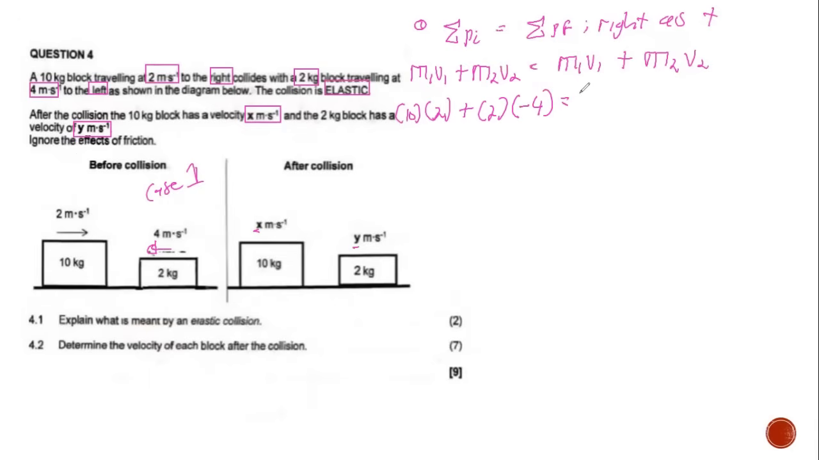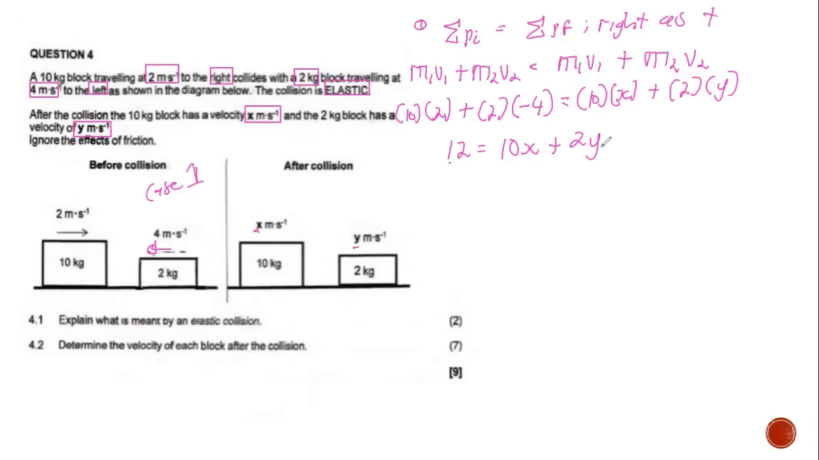Is equal to 10, but then the velocity is x, and note that we are not given the direction, so it's just x. Then plus mass 2 is 2, and again, we are not given the direction, so it's just y. Now, if we punch all this on the left-hand side, 10 times 2 plus 2 times negative 4, all in all we'll have 12. And then this is 10x plus 2y.